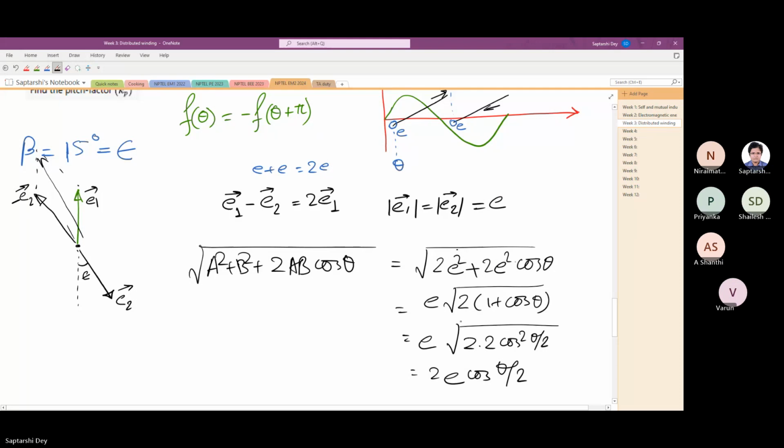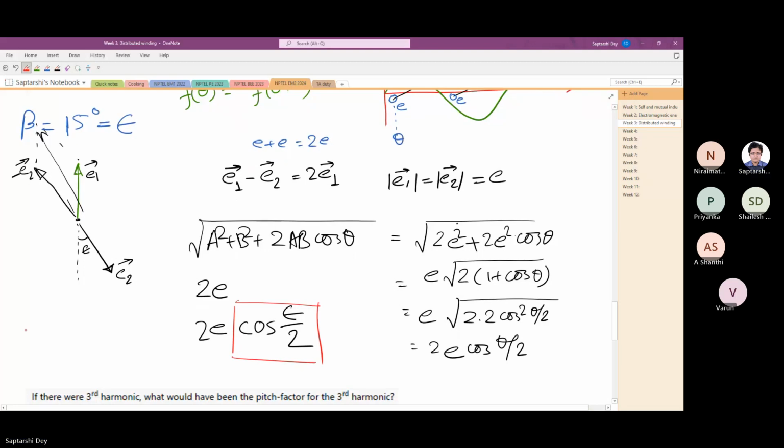So previously, the voltage magnitude that we were getting is 2E. Now, because of the short cording, the magnitude that we are getting is 2E cos sigma by 2. So basically, you have to multiply this factor if it is short corded by an angle of epsilon. So this is the factor that you have to multiply. This is the pitch factor Kp, cos sigma by 2. So in this case, it is cos 7.5 degree.